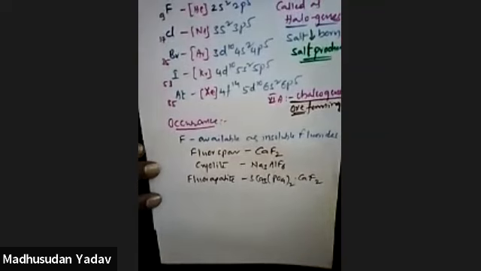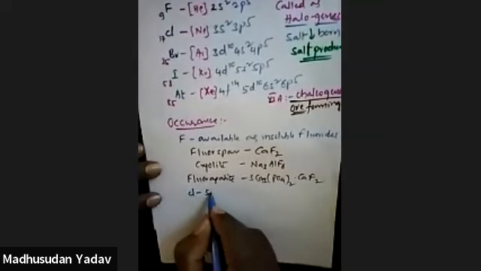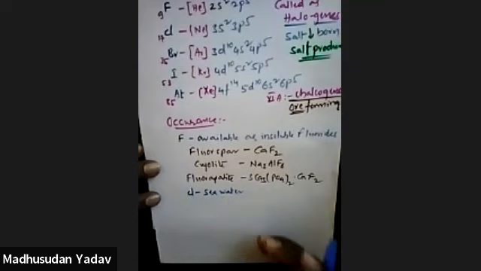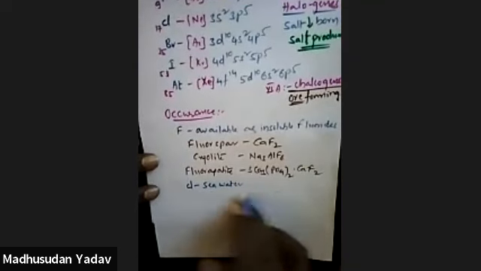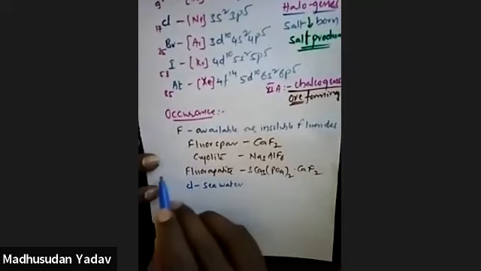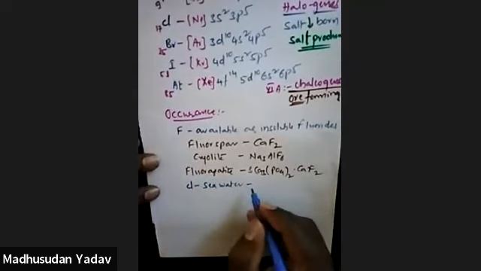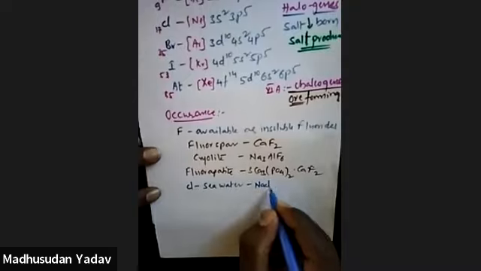Next, if you talk about chlorine, it's mainly available in seawater. Salt is extracted from the seawater. On evaporation of seawater, salt remains on the ground.